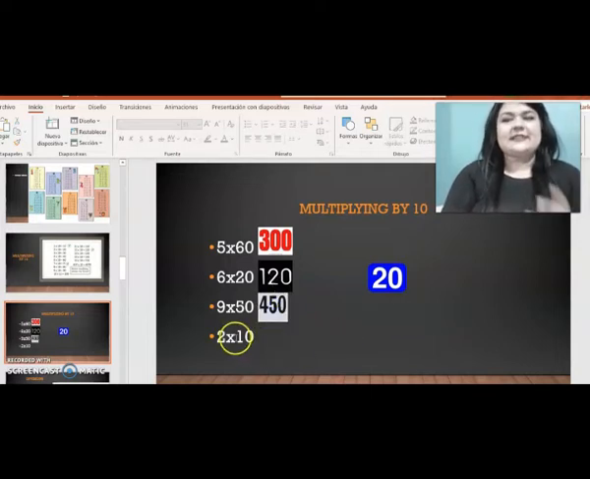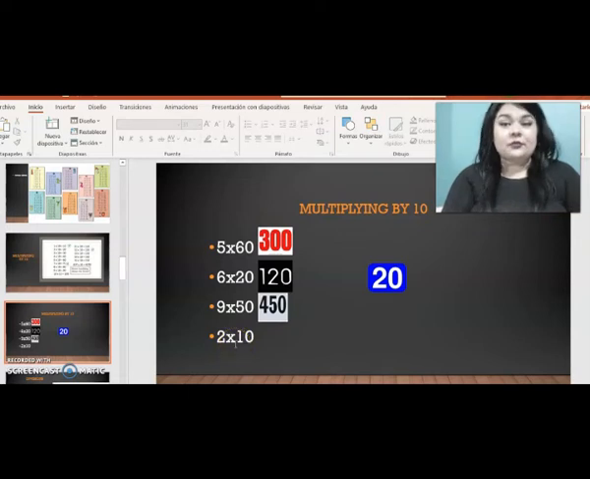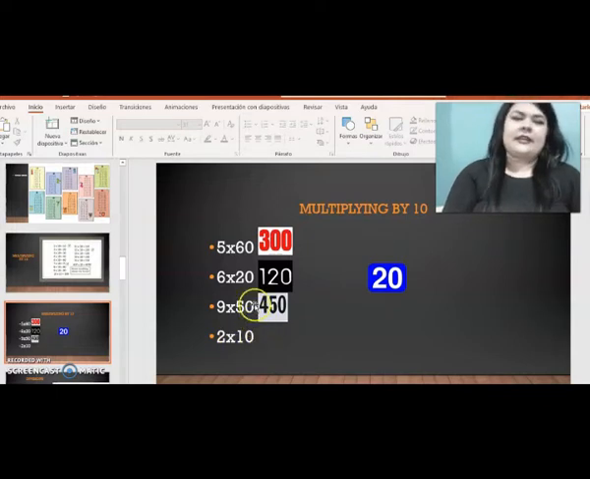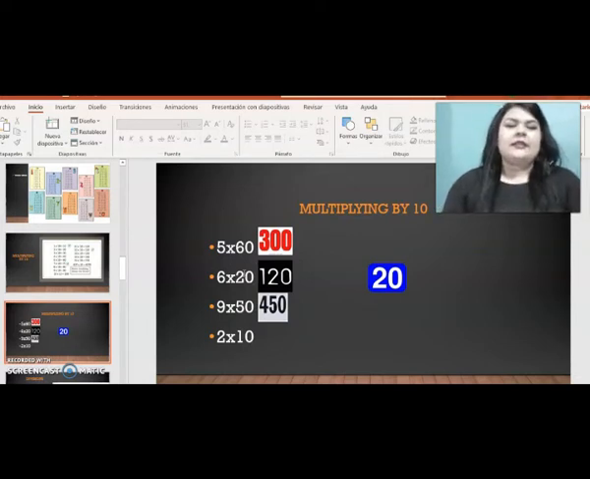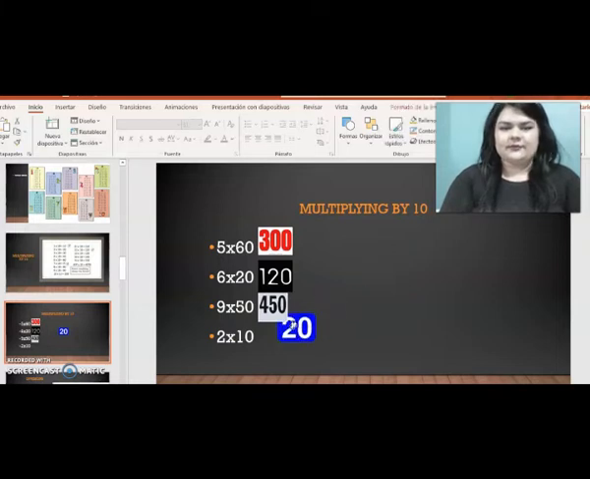The last exercise. Yeah, this is a very simple multiplication, but it's for explaining to you that this is simple, we do the same process, and in a difficult one, we need to make the same process too. Okay, in here we have 2 times 10, right? 2 times 1 is 2, and if I place a 0, we have 20. You see, it's pretty simple.